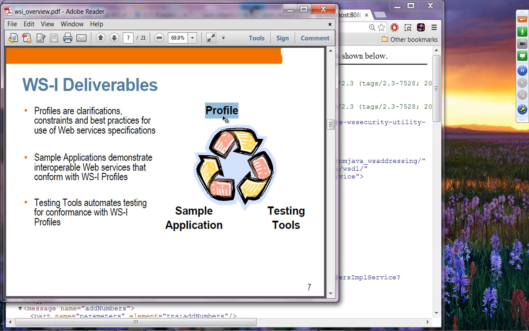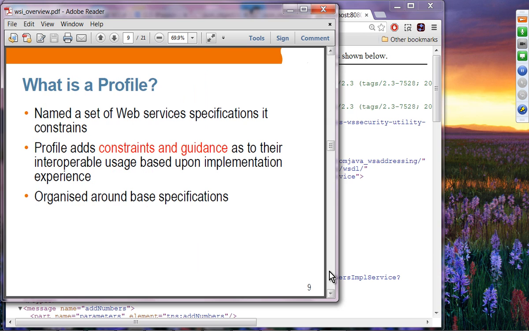We're going to mostly focus on the concept of a profile. So what is a profile? A profile is a named set of web service specifications that it constrains. It constrains the existing specifications, so that it provides constraints and guidance in terms of how they are supposed to be implemented. Again, it's providing constraints and guidance on existing specs rather than creating a brand new spec.